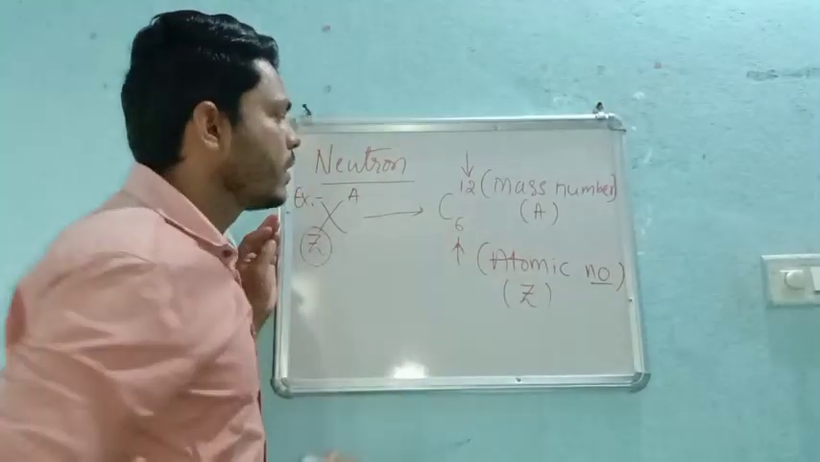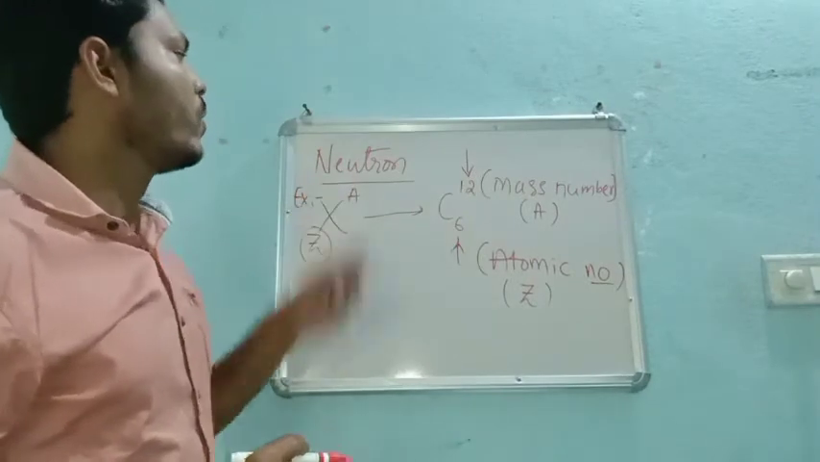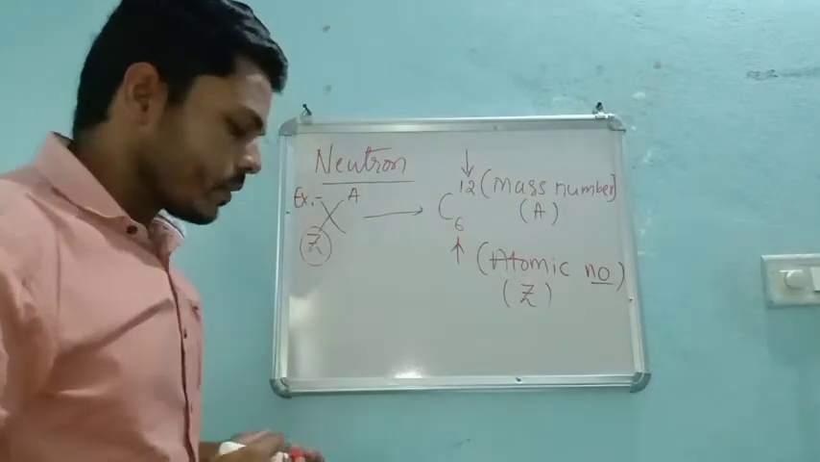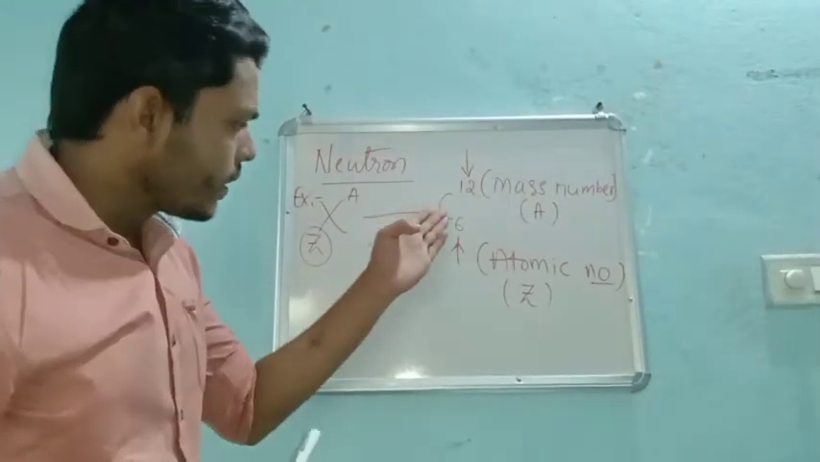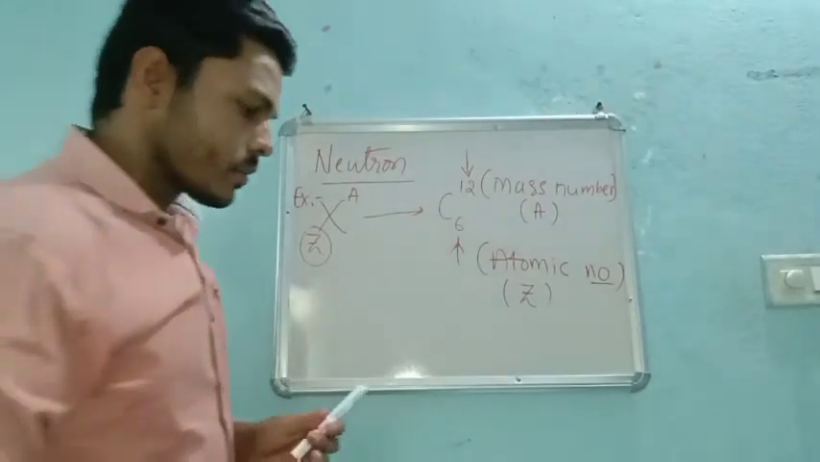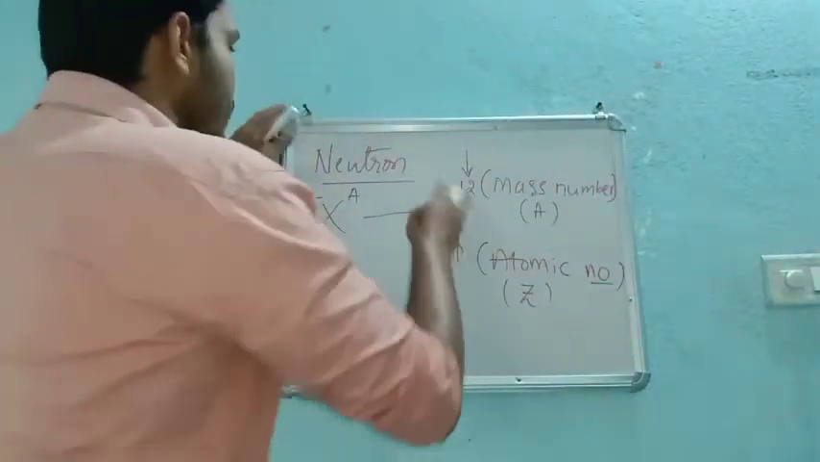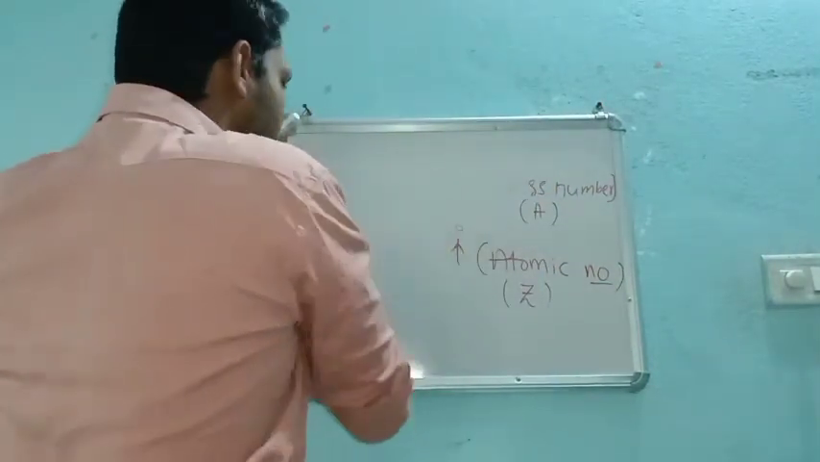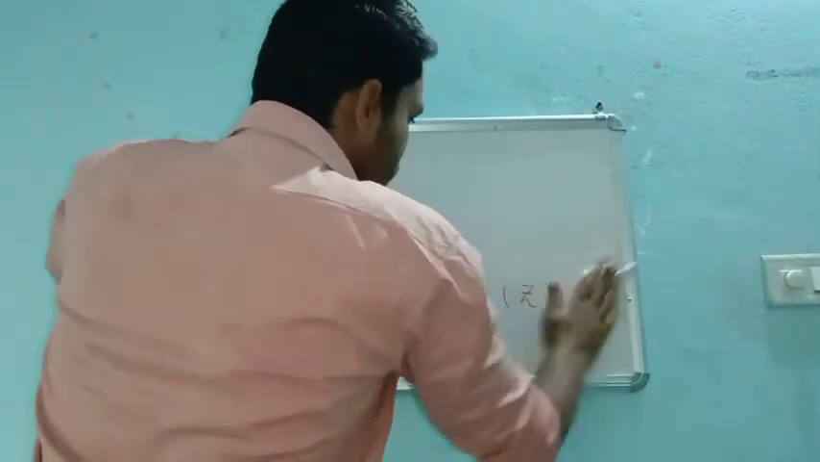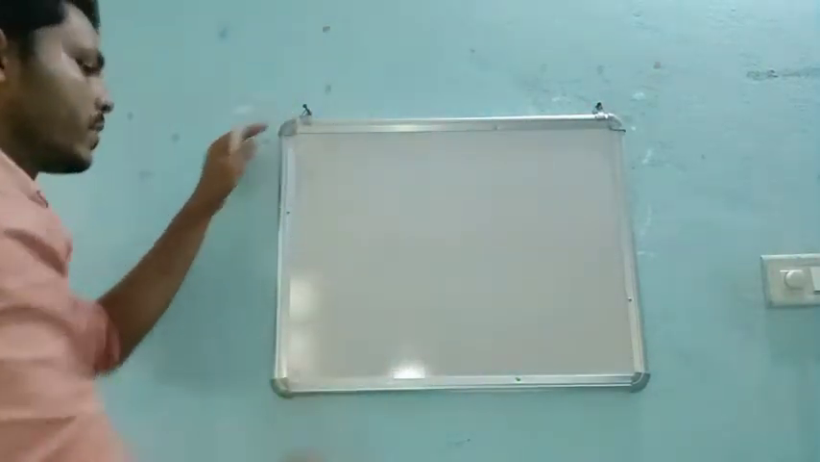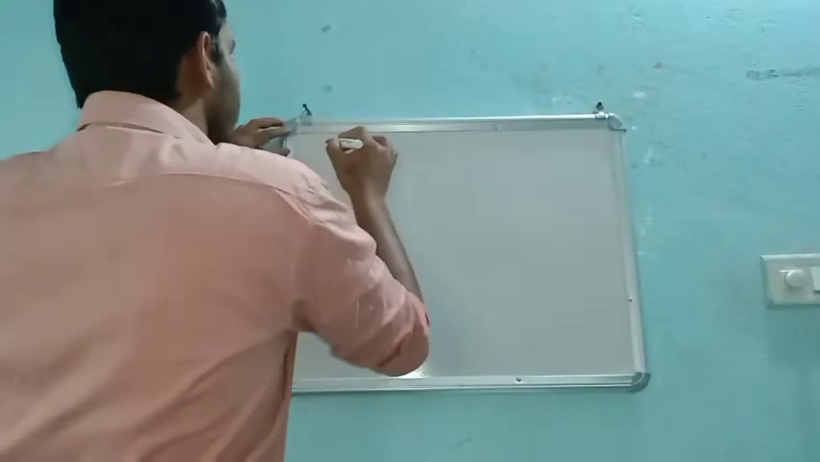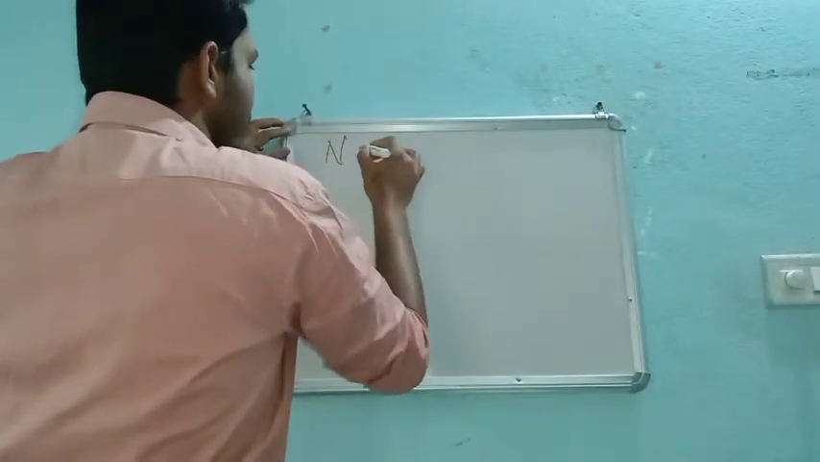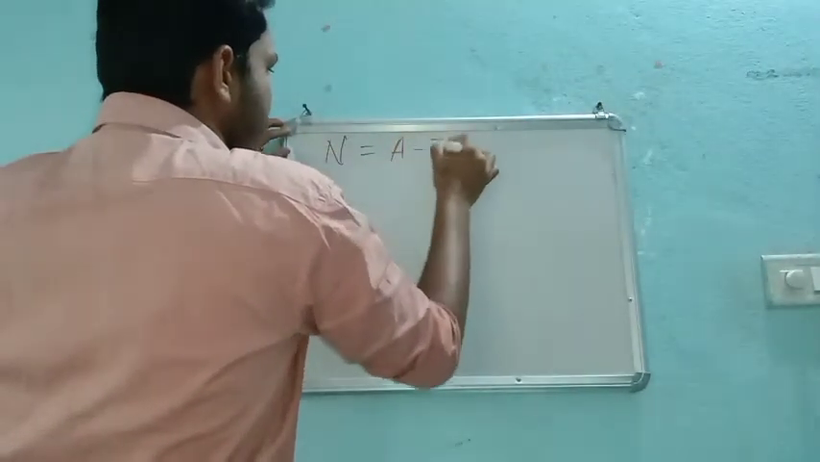So after knowing this, we can directly go to calculate the number of neutrons present in different elements like this, right? We will first see the formula. Once we know the formula, we can very easily calculate the number of neutrons present in the given species. N is equal to A minus Z.